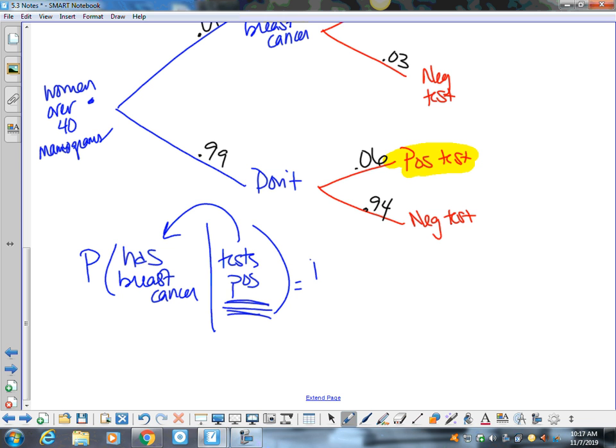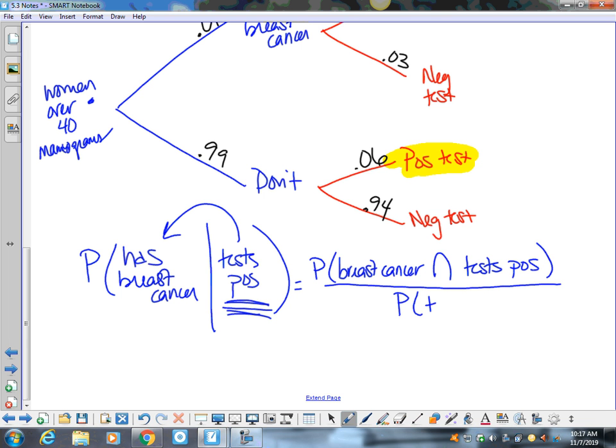So this is the probability that she has breast cancer and test positive over the probability that you test positive. And that's just a formula. You need to memorize it. It's the probability of A and B over the probability of B. Okay?